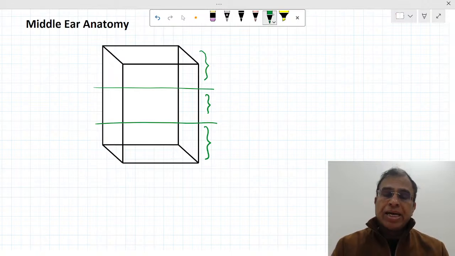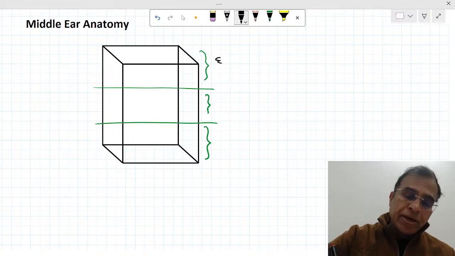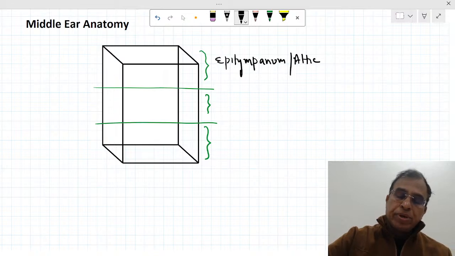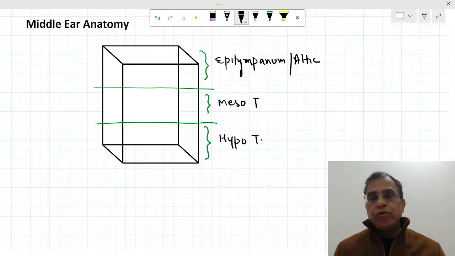Okay. Now, what are these compartments called? The upper compartment is called the epitympanum. The epitympanum has one more name; it's also called the attic. The middle 1/3 is called the mesotympanum. The lower 1/3 is called the hypotympanum. So: epitympanum, attic, mesotympanum, hypotympanum. So we know the names of the 3 compartments.